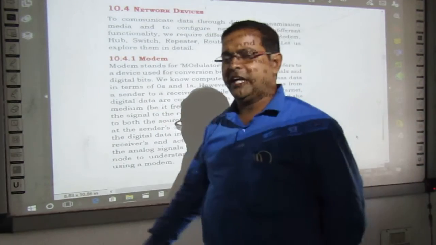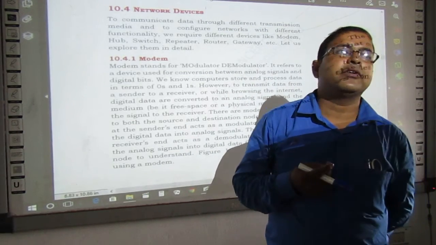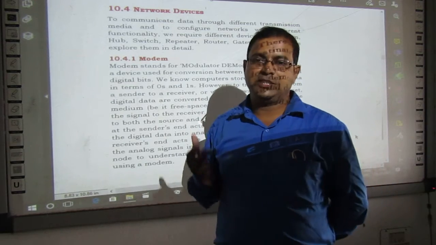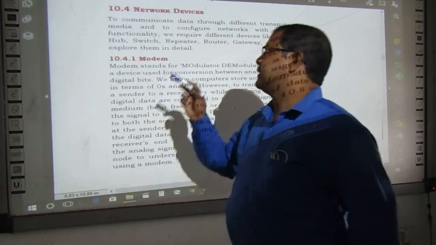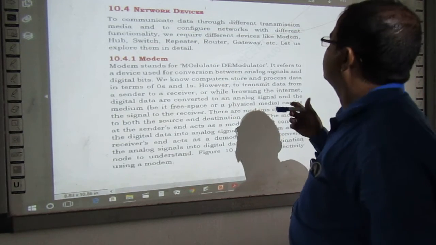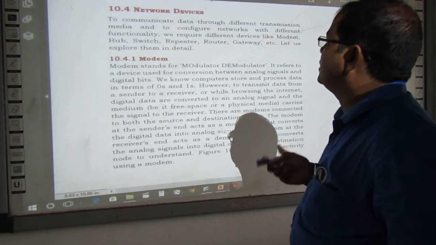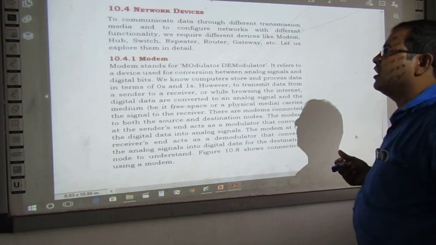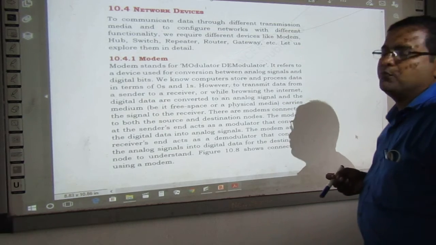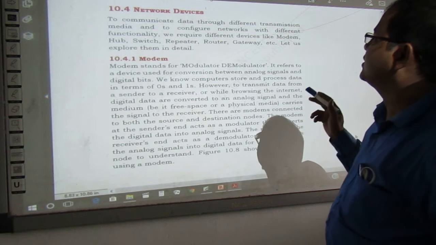Whenever we are talking about the network, we should analyze the network devices which have a significant role in making a network. Whenever communicating with a different network with a different functionality, we require different devices like modem, hub, switch, repeater, router, gateway, etc. So modem. What is a modem? Modem stands for modulator, demodulator.